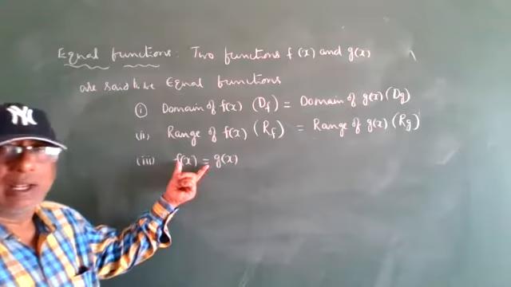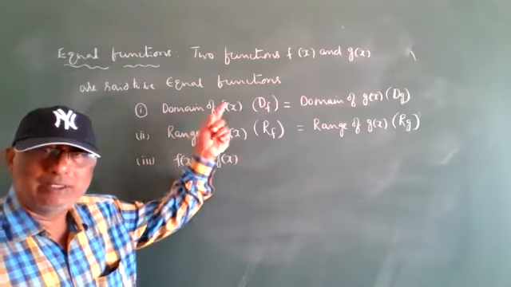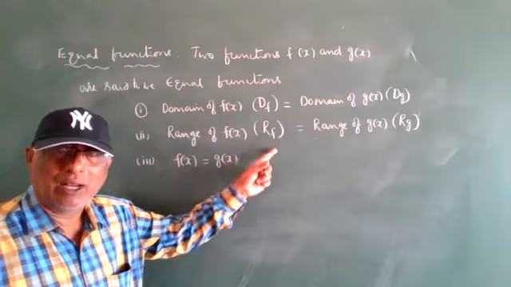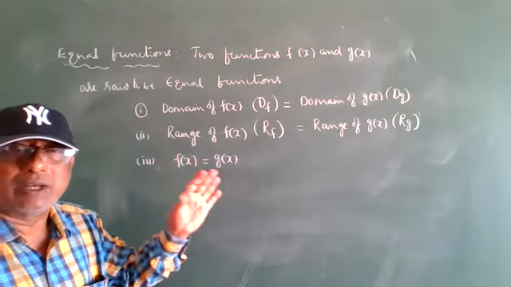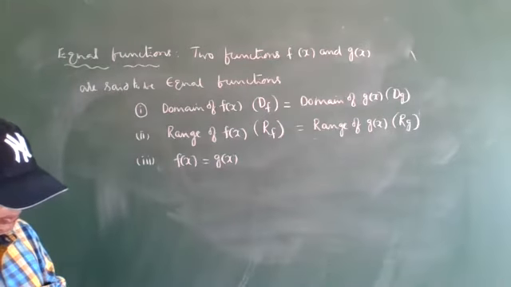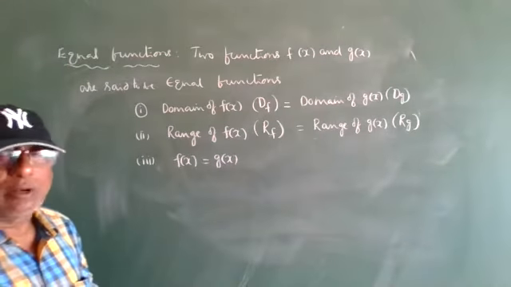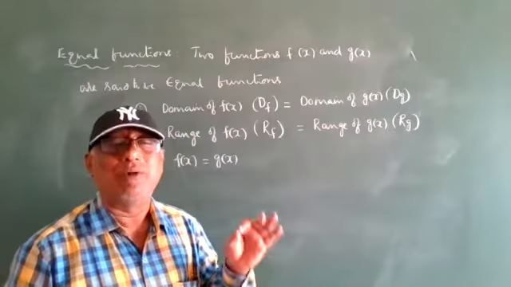Codomains are also equal. F of x is equal to g of x. Domains equal, range equal, and codomains also equal. Codomains are equal. Then only we say that the two functions are equal functions.